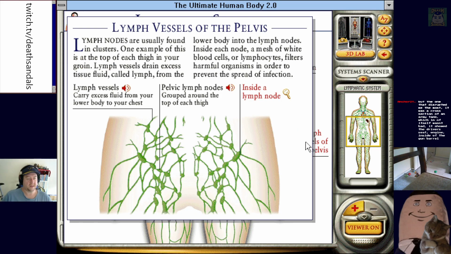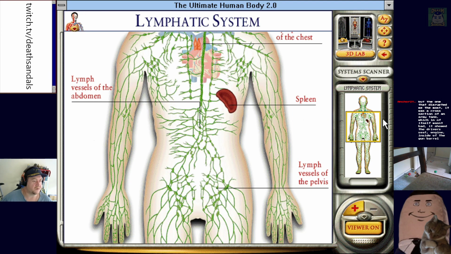Lymph vessels of the pelvis. Not sure why. Yeah, I definitely had more of a fascination with a lot of the cross-section stuff. Pelvic lymph nodes. What do these do again? Drain excess tissue fluid from the lower body. So that's the point of your lymph nodes. Okay.